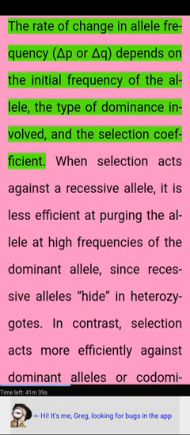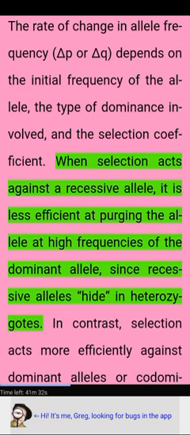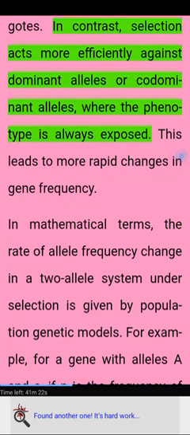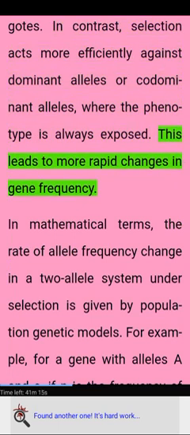The rate of change in allele frequency, delta p or delta q, depends on the initial frequency of the allele, the type of dominance involved, and the selection coefficient. When selection acts against a recessive allele, it is less efficient at purging the allele at high frequencies of the dominant allele, since recessive alleles hide in heterozygotes. In contrast, selection acts more efficiently against dominant alleles or codominant alleles, where the phenotype is always exposed. This leads to more rapid changes in gene frequency.